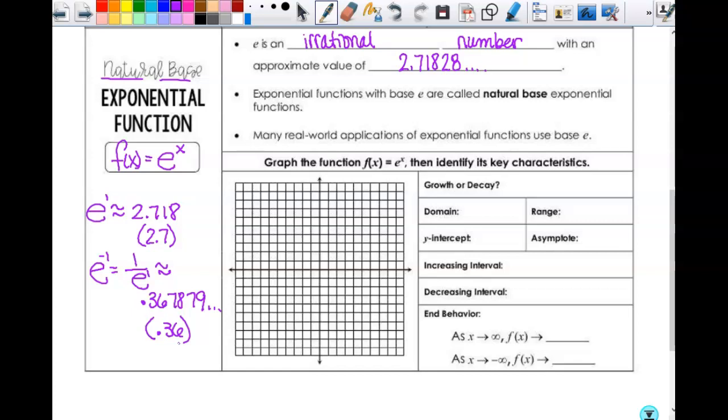22 over 7, oh my God, even worse. Like, no. Right? It's all about being exact, so you have to use the buttons where the calculator gives you the real number. This is just so we can estimate on the graph, because even if we had the exact number, it's not going to look any different on our graph. Okay? But these two numbers.